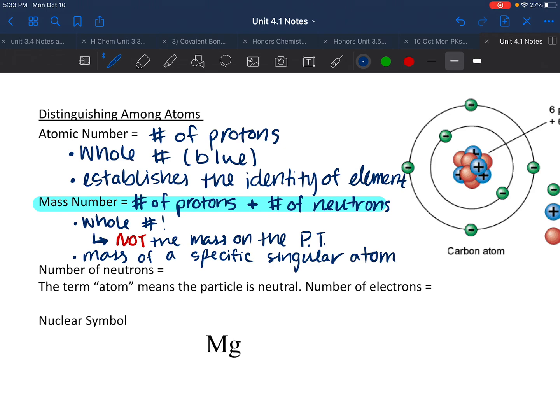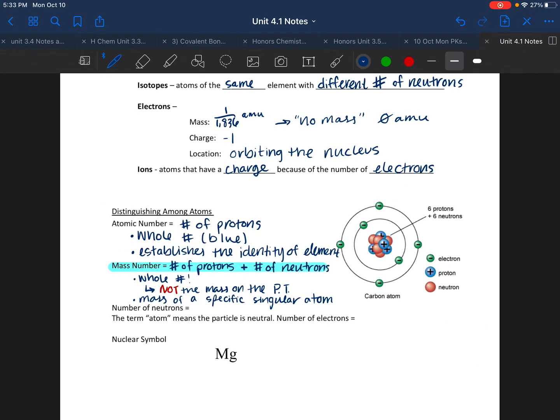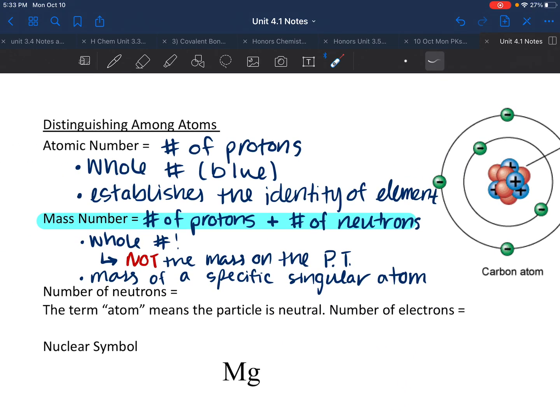What we see on the periodic table with decimals is an average of all the naturally occurring atoms. So atoms, again, don't have to have the same mass. That's why we have this term called an isotope. And so on the periodic table, it's an average of all those different isotopes, but the mass number is of a specific singular atom. And so we can't figure out how many neutrons we have unless we have the mass number. That's the only way.